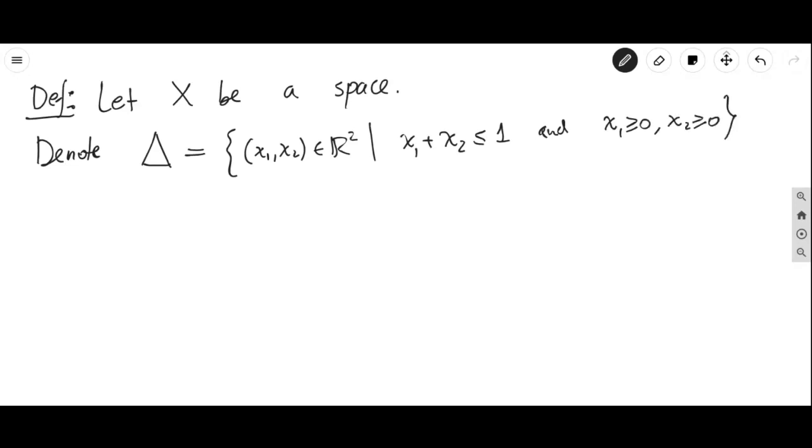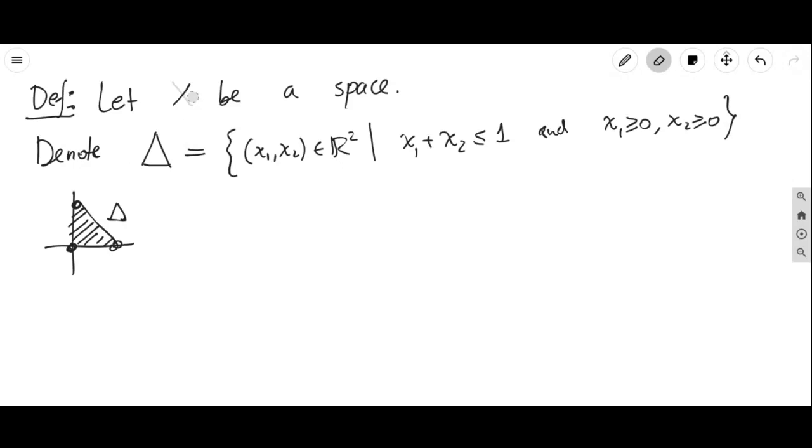So as a picture, if you want to see this as a picture, it looks like this. So that would be delta. So delta represents this region, and it's a closed region inside R2. This is a line. So if you set x1 plus x2 is equal to 1, this is the line. Then you put the conditions that x1 and x2 are non-negative, so you include these sides. And because these are weak inequalities, so they are less than or equal to, you get a closed region. So this is something you can actually see as a triangle.